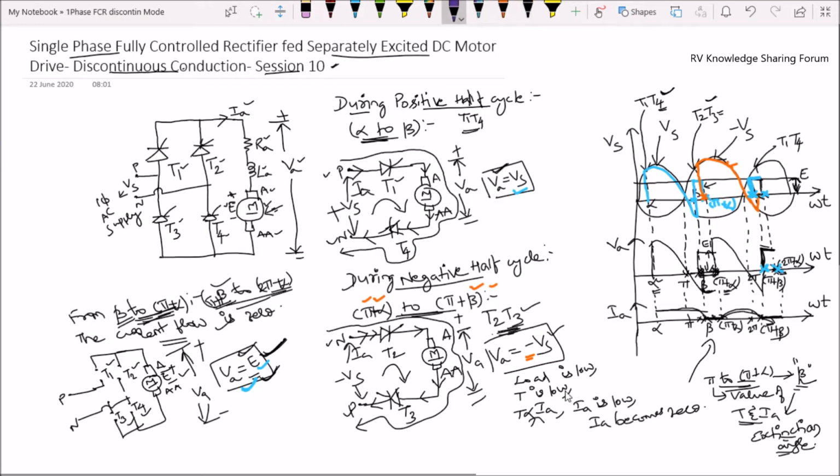See here, from here to here, the current is 0. If you observe this current waveform, from beta to pi plus alpha the current is 0, and again from pi plus beta to 2 pi plus alpha the current is 0. This is known as the discontinuous conduction mode of operation. Now let us do the mathematical analysis of these waveforms and this operation.